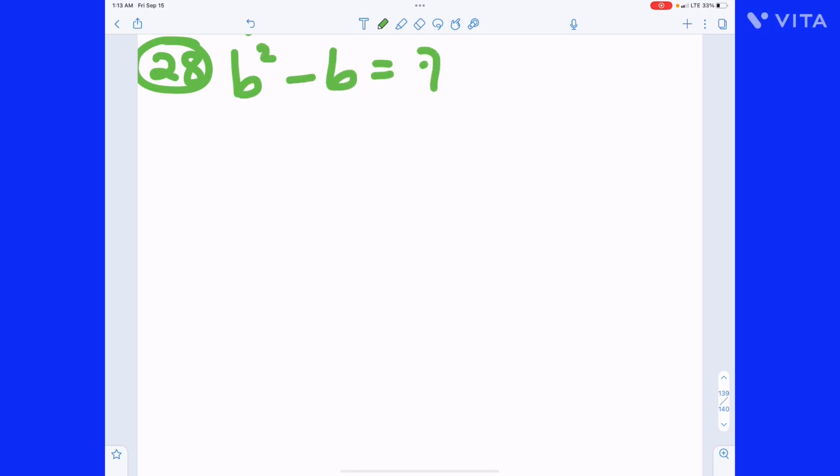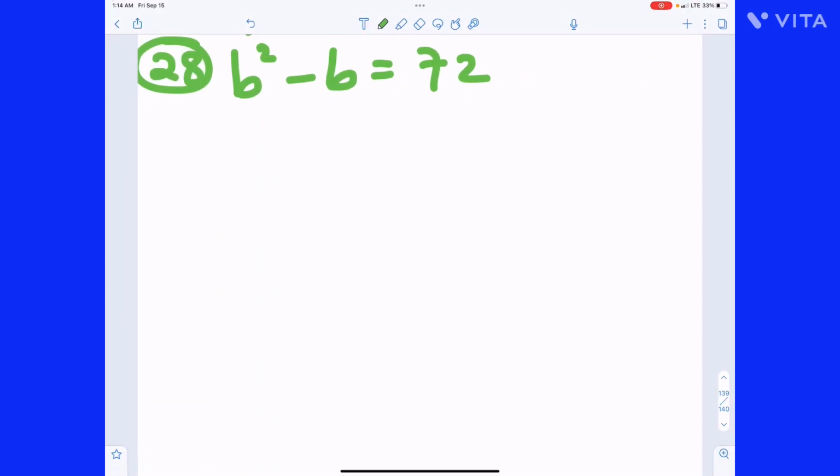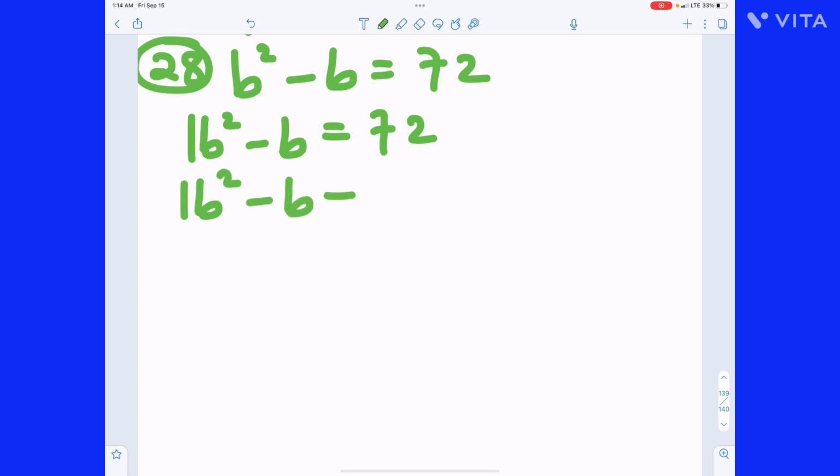Now let's continue from number 28. Number 28 says b squared minus b is equal to 72. So this is the same thing as 1b squared minus b minus 72 is 0. If you bring 72 to the left hand side, it is positive here, but it will become minus 72 across the equals sign.